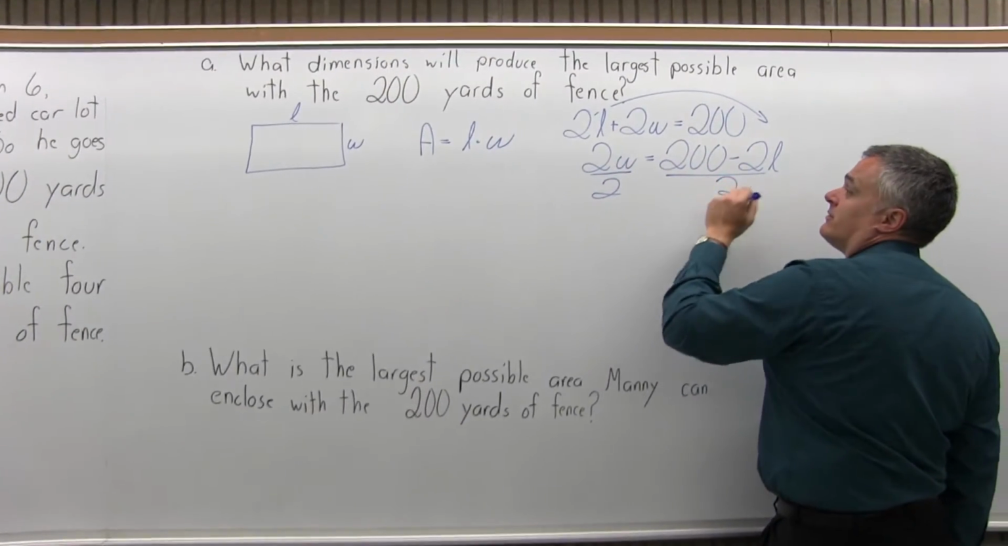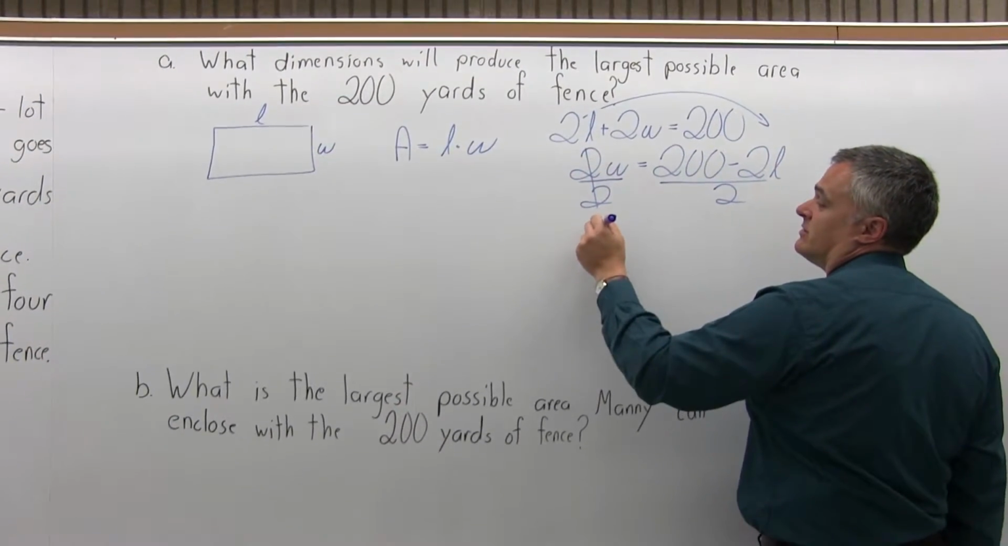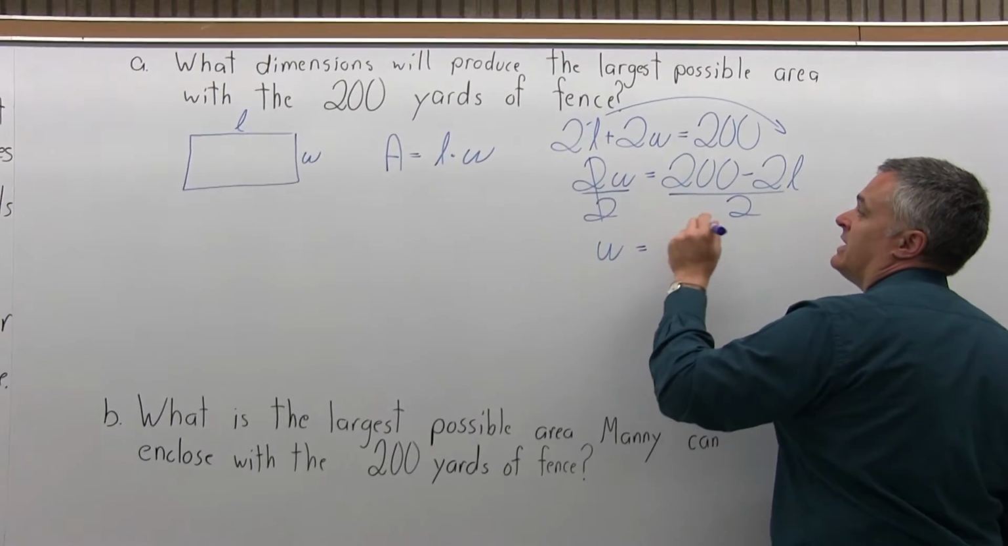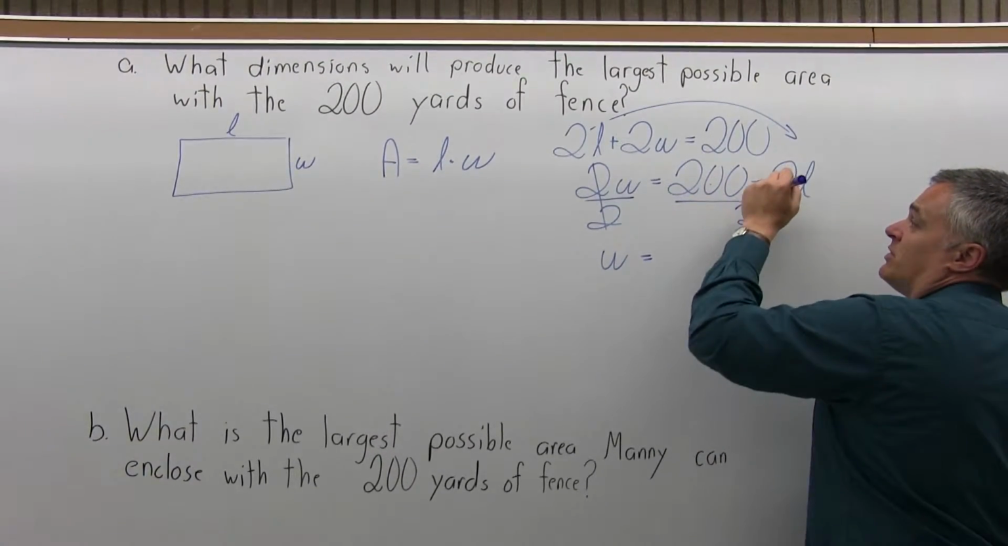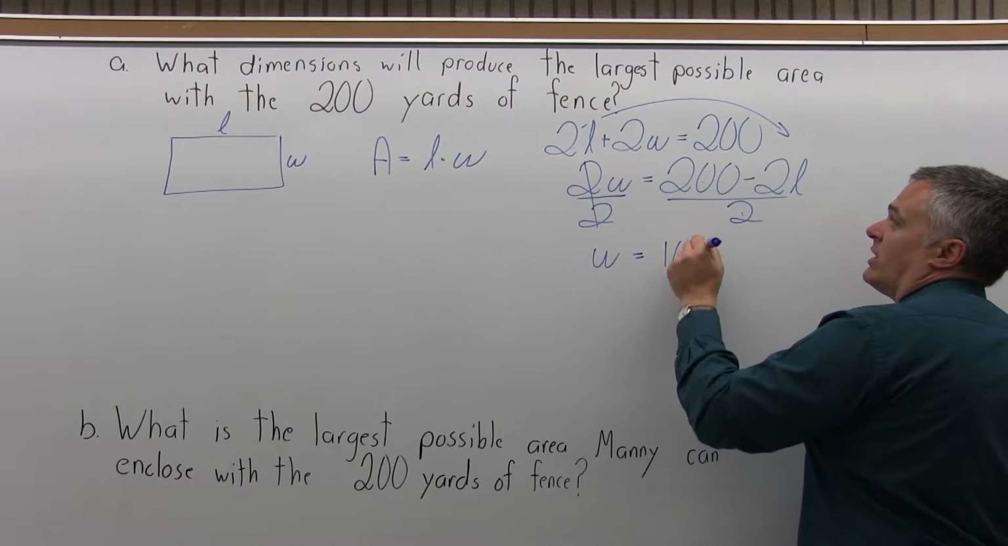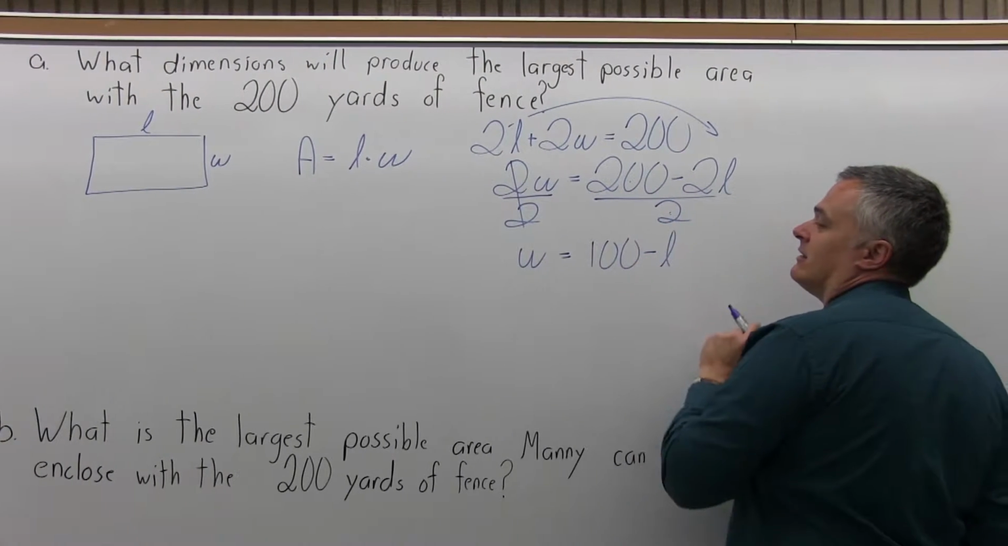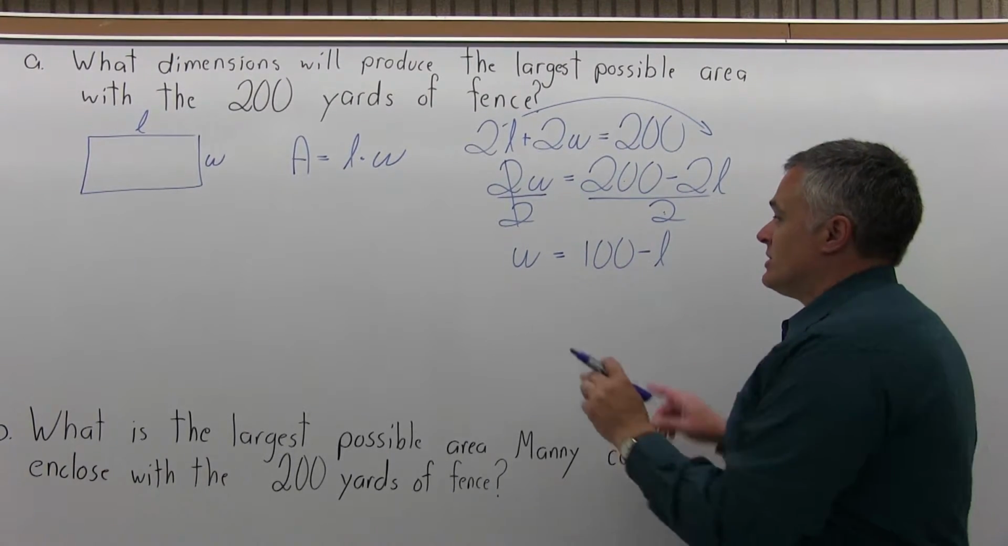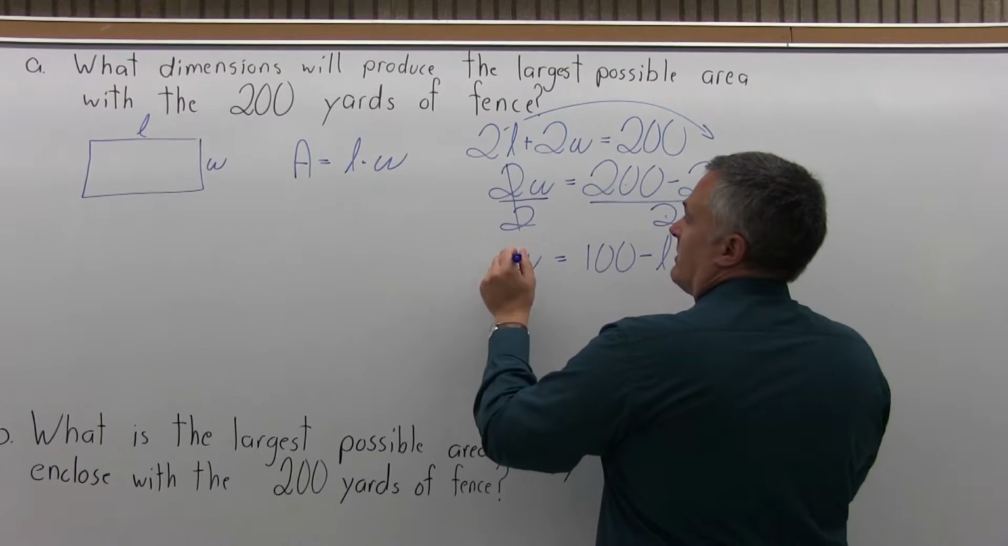Divide everything by 2. So on the left, 2W over 2, the 2's cancel. I have W equals. And this 2 here is going to reduce both pieces, so it's going to be 100 minus L. So now W equals 100 minus L.